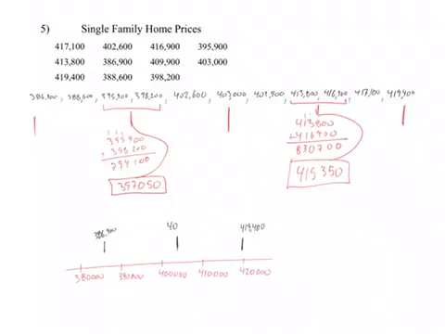Here, 403. That one's 415, so it's going to be halfway between here. This one is almost at 400. So it's right here. Then we make a box out of these, and add whiskers out to those ones. And there we've just created a box and whisker plot for this data set.